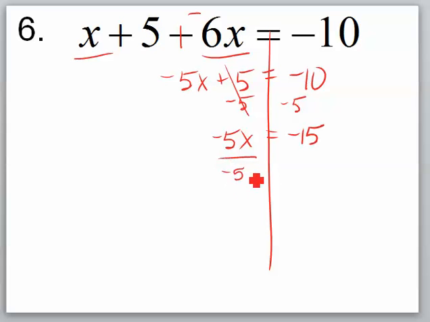I'll divide by negative 5 on both sides. Negative divided by negative is a positive. And so I get my answer of x equals 3.